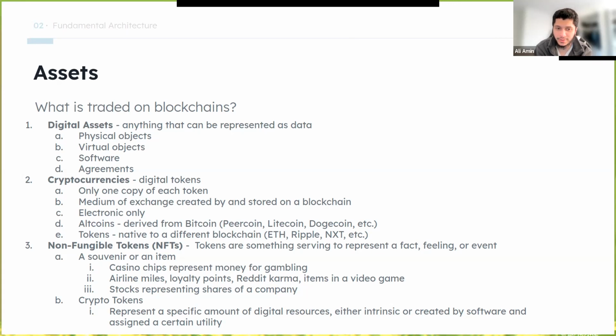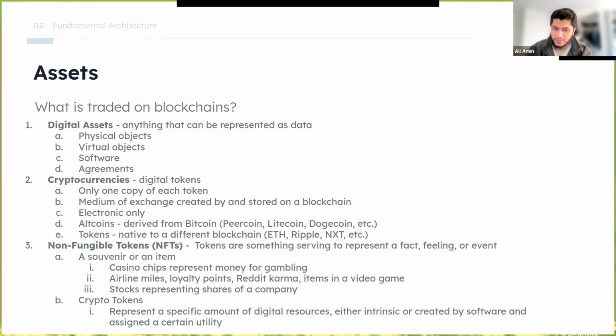For cryptocurrencies, I think we know what these are. They're just digital tokens, numbers, entries. They have no worth outside of themselves on the blockchain. They're just a medium of exchange stored on the blockchain. They're only electronic. There are two kinds of major cryptocurrencies: altcoins and tokens. Altcoins are just different kinds of Bitcoin, basically: Peercoin, Litecoin, Dogecoin. They work exactly the same. Then there are tokens. Tokens are unique cryptocurrencies that live on a different blockchain, not directly related to Bitcoin, like Ethereum, Ripple, NEO, and others.